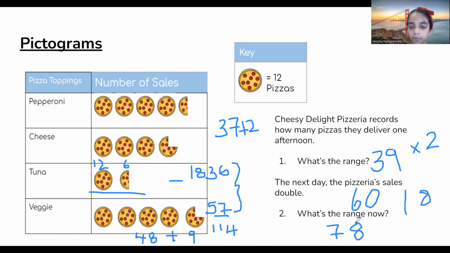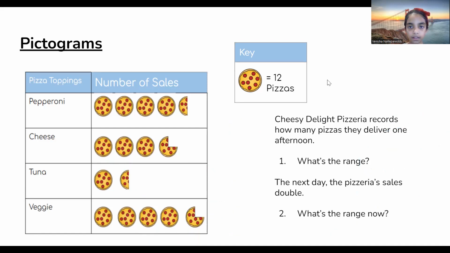So a lot of people would just try to double these and then they would subtract and then they would lose a whole minute. But if you just do 39 times 2, because you're just doubling the range because the sales double, then that'll be much easier, because some of you might be able to do this in your head. So you would save a lot of time. Okay.